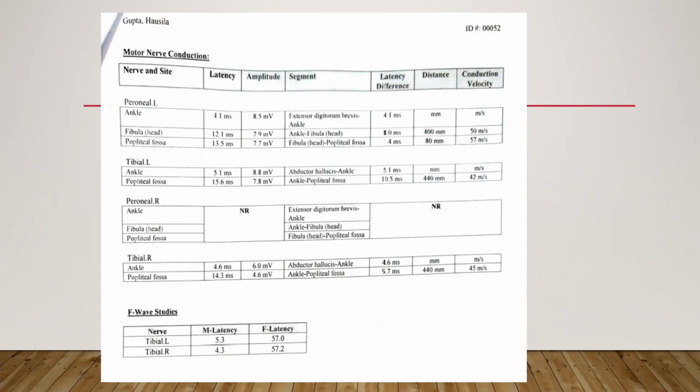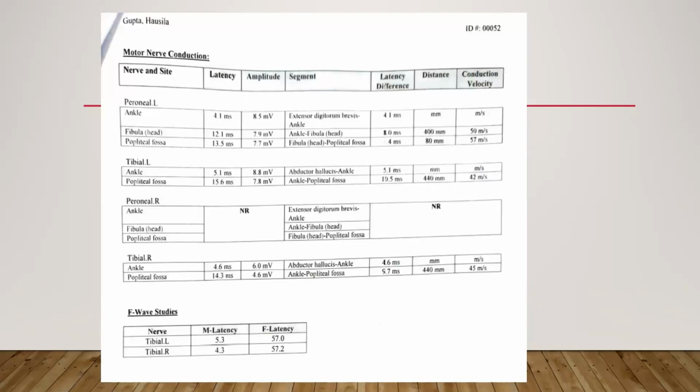F-wave studies show slightly prolonged latencies, bilateral tibial. Of what? Of tibial F-waves? For our lab, we have kept 62 as a cutoff. Yes, that's all.